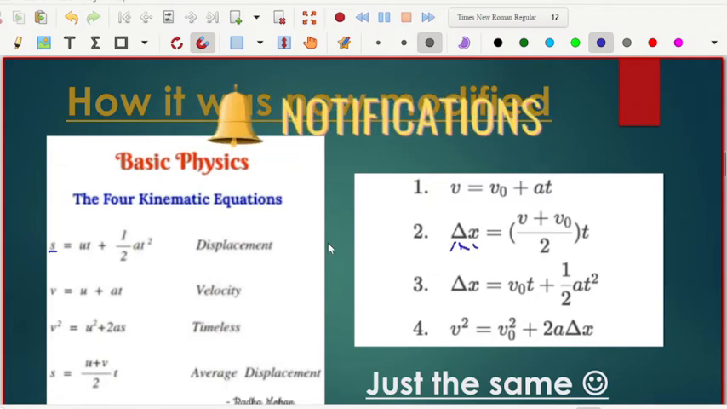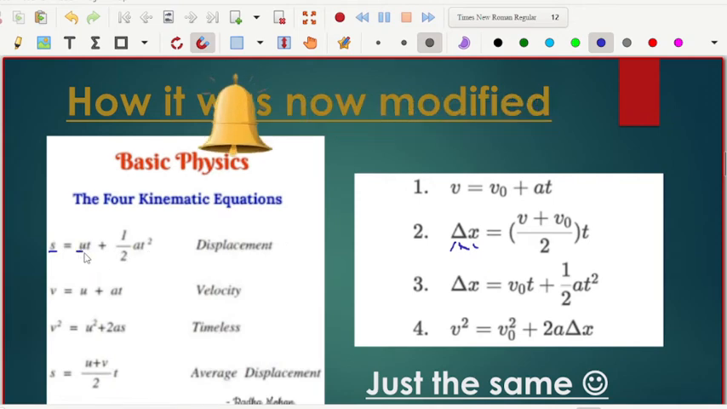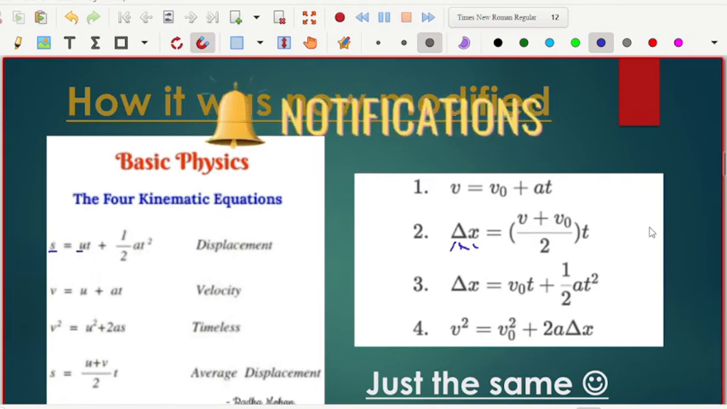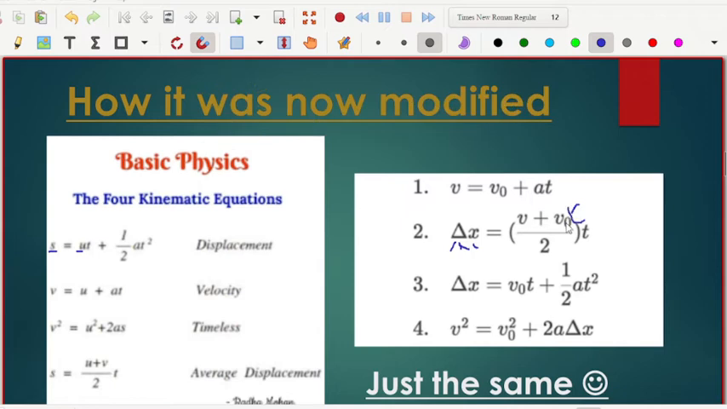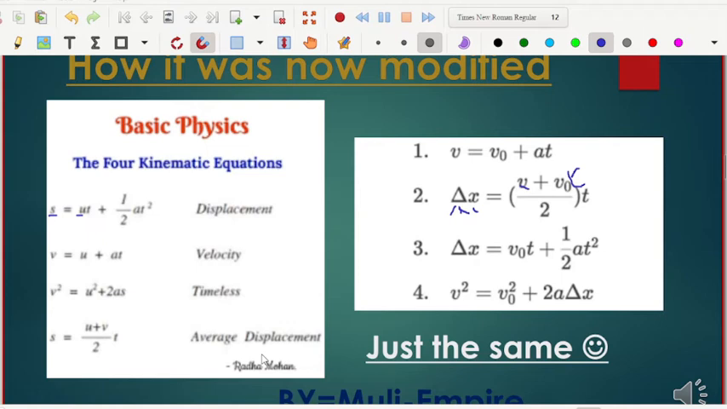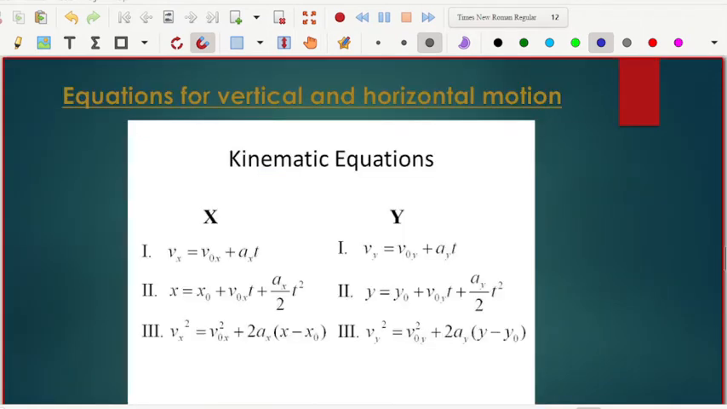The initial velocity used to be V, but this time we'll be using V naught, or V with a 0. Then the final velocity will be V, as you can see. Everything else remains the same. So these formulas are just the same; they have just been modified. Now the formulas will look like this.